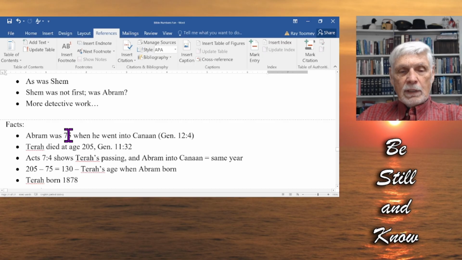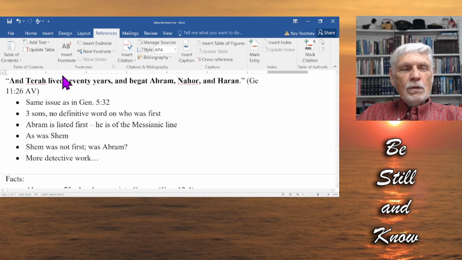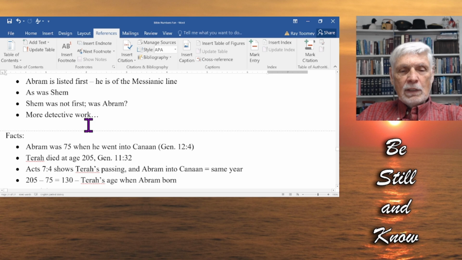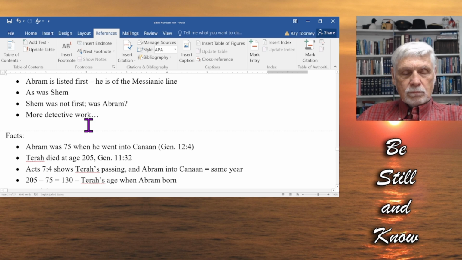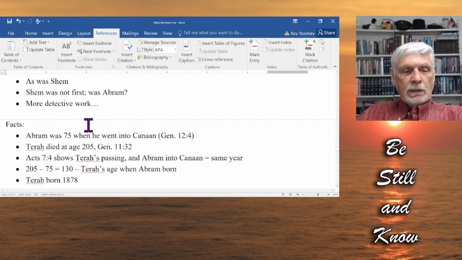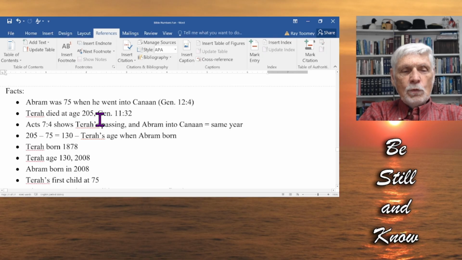Now it says earlier that that was not the year of his first child. But scroll back up here, it says Terah lived 70 years and begat. So we have a gap in years here of time. We have some time that shows that Abraham was not the first child. So we did our arithmetic, and let's move on here.